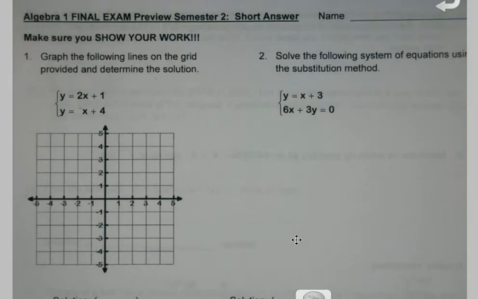All right. This first part will be the same number and types of questions as will be on the final in the short answer part. So my first job here is going to be to graph each of these. Now if it's been a little while since you graphed, or you struggle with graphing, we can get you set with this.